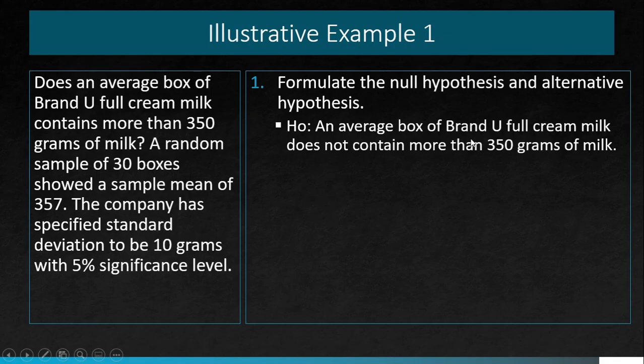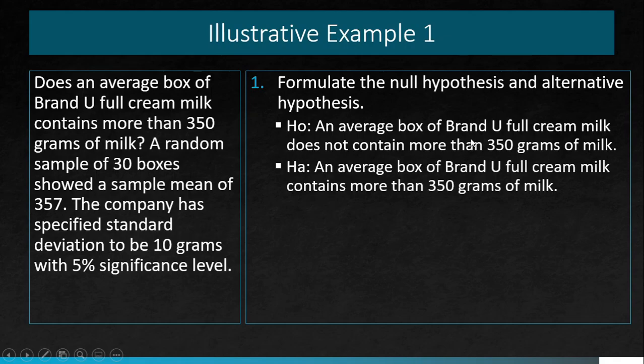And for our alternative hypothesis, we will now contradict this statement. Again, we are trying to assess whether or not brand new full cream milk contains more than 350 grams of milk. For the null hypothesis, we are stating that it does not contain more than 350 grams of milk. So it's objective, it's neutral in nature. That statement is neutral in nature.